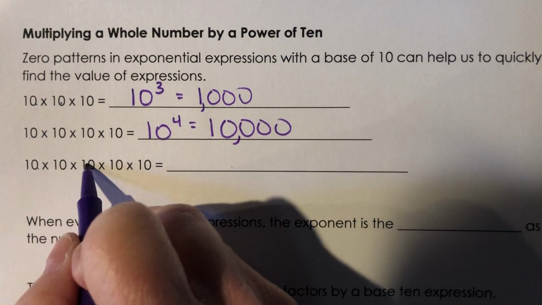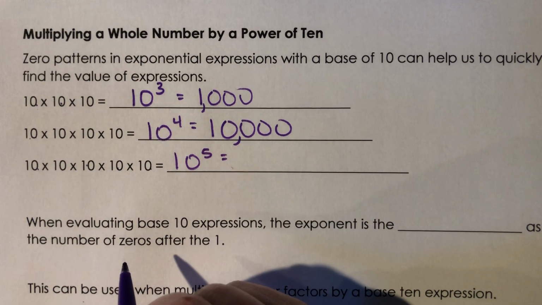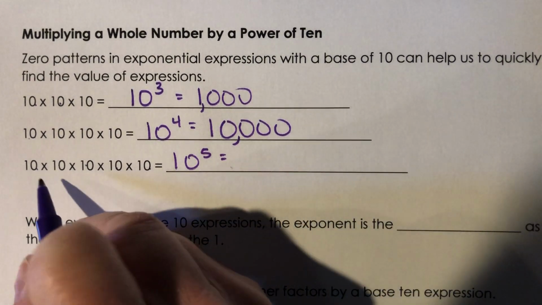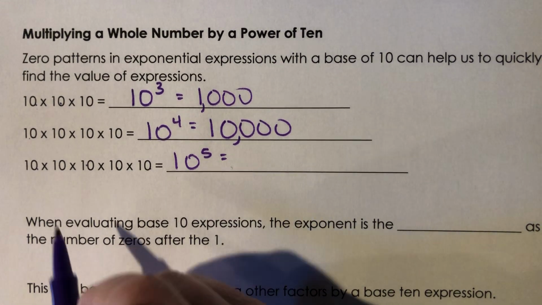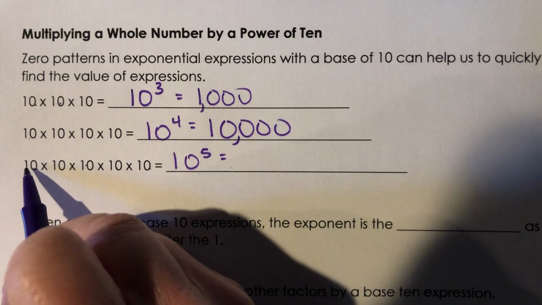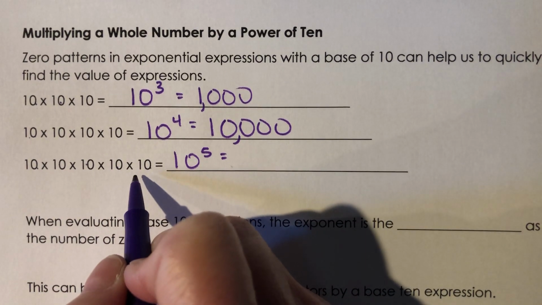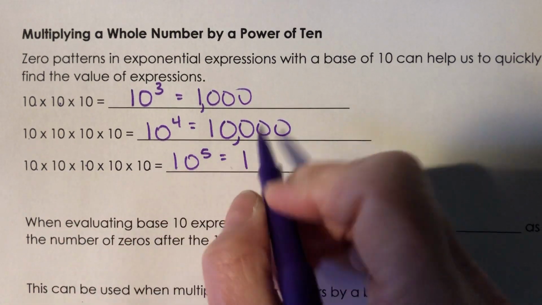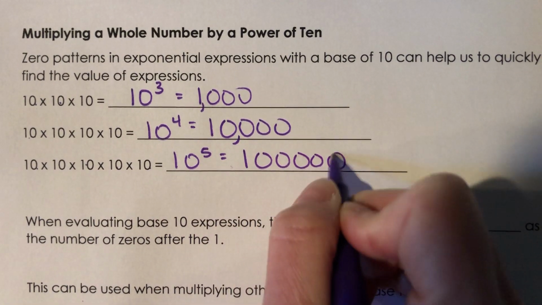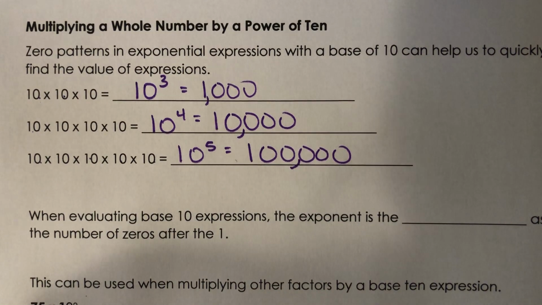Here I have 1, 2, 3, 4, 5 10s. So this would be 10 to the 5th power. Again, not 50. This means I'm multiplying 10 repeatedly. That's not the same as doing 10 plus 10 plus 10 plus 10 plus 10. So 1 times 1 is 1, times 1 is 1, times 1 is 1, times 1 is 1. Yep, true. And we have 1, 2, 3, 4, 5 zeros. So when I put my comma in, 1, 2, 3, we have 100,000.